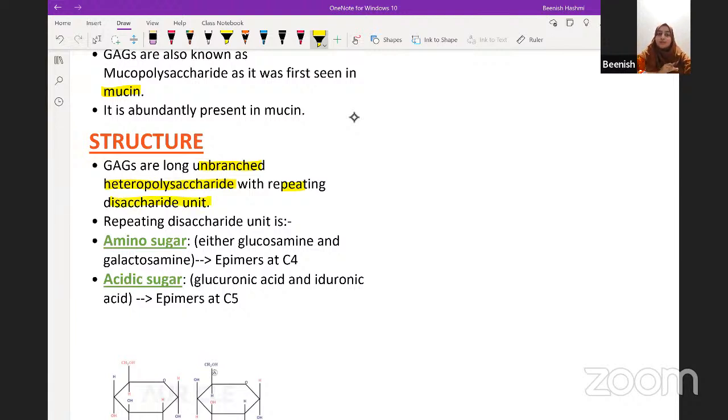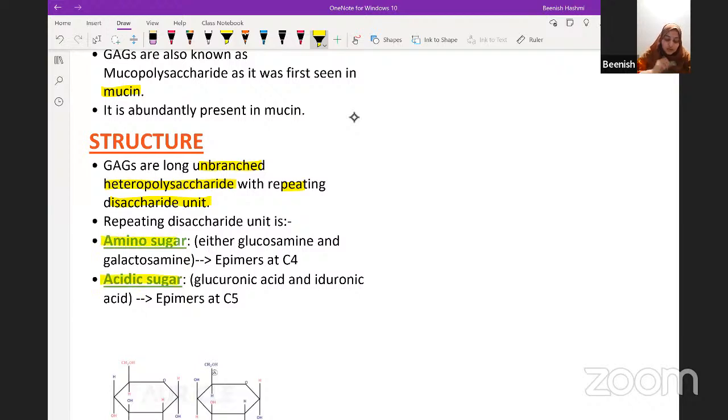So what is happening in heteropolysaccharides, how are they formed? There is a certain disaccharide unit which is repeated to form this heteropolysaccharide which is known as GAG. Now what is that repeating disaccharide unit? It is made up of amino sugar and acidic sugar.